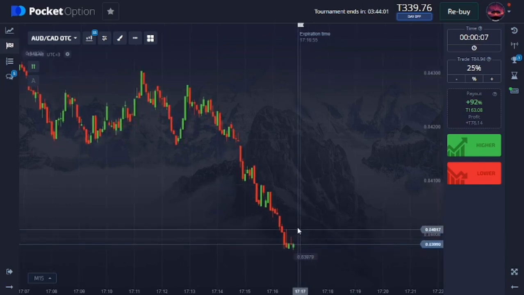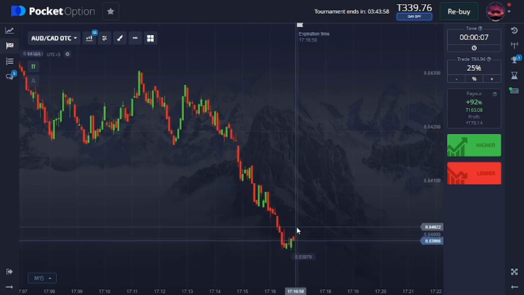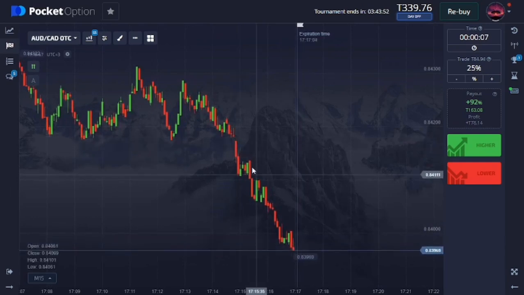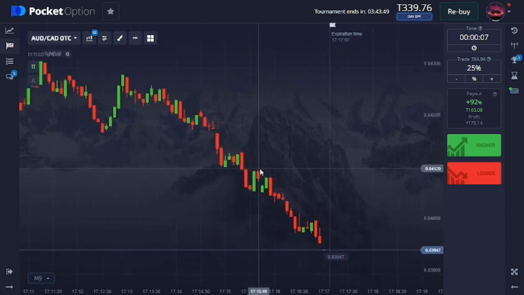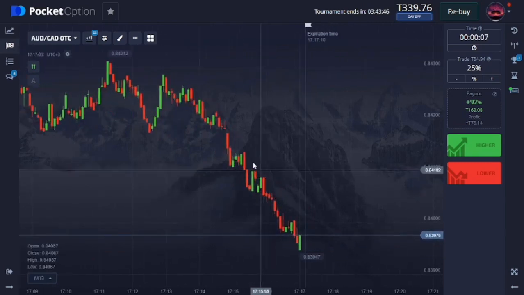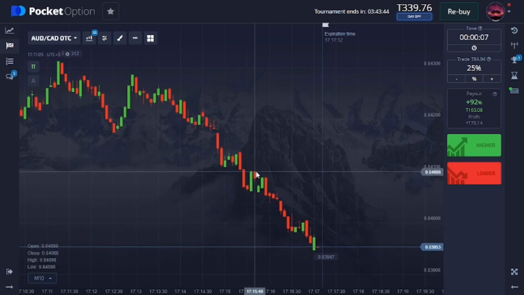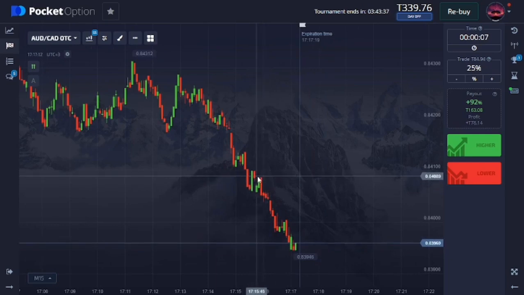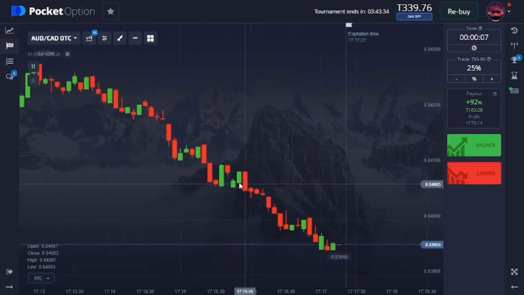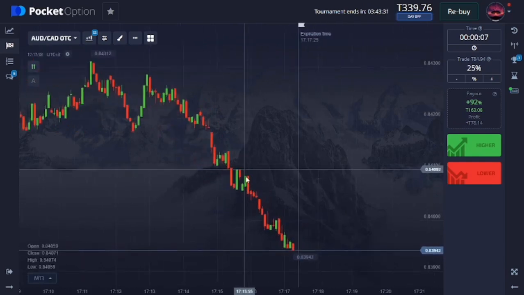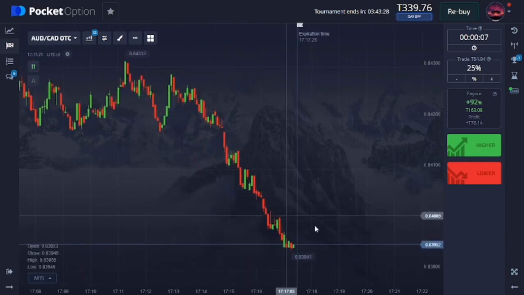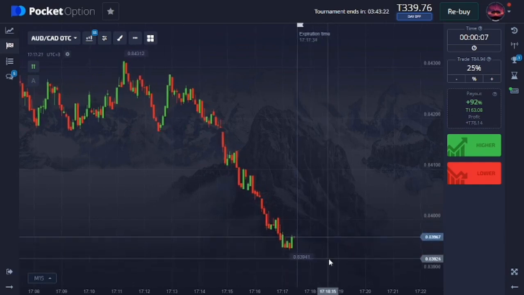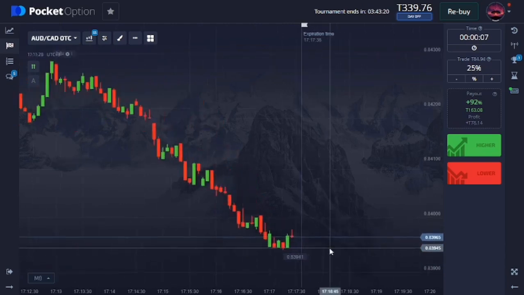I might enter when it retraces back, but the chances of that happening is very slim, because as you can see here, there is no... this one might be a great entry point. This one is not, but because of this gap, yeah, this might be another entry. So let's see what's happening.